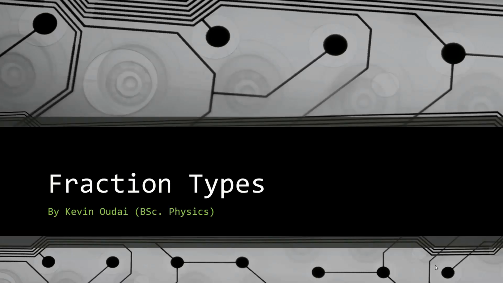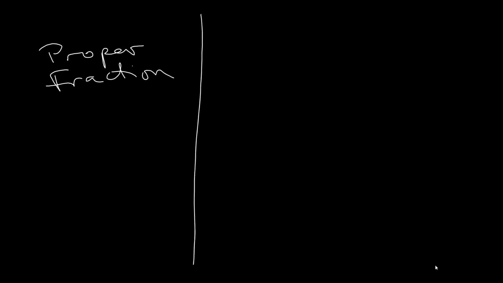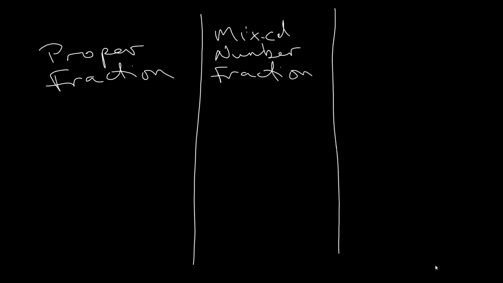So what I want to do in this lesson, I just want to show you the different fraction types. There are three different types of fractions that you're going to get. The first type of fraction that you're going to get is the regular proper fraction. The next type you're going to get is called a mixed number fraction. And the last one that you're going to get is called an improper fraction.